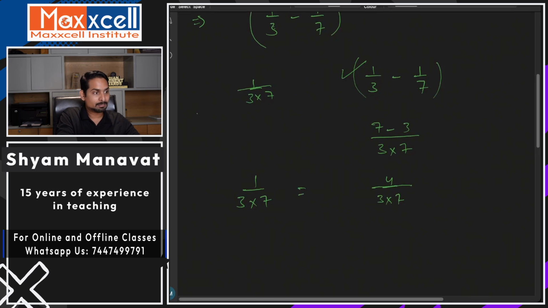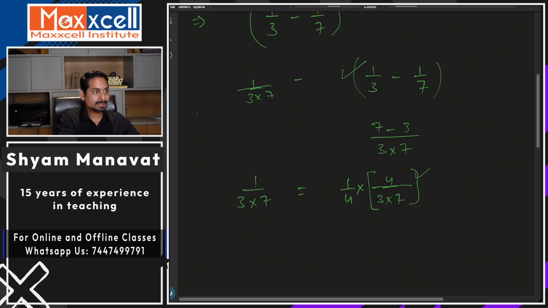So to make them equal, what do we need to do? We have to divide this by 4 so that they will become equal. Do you understand this? So this is the step we got after simplifying this part, right?